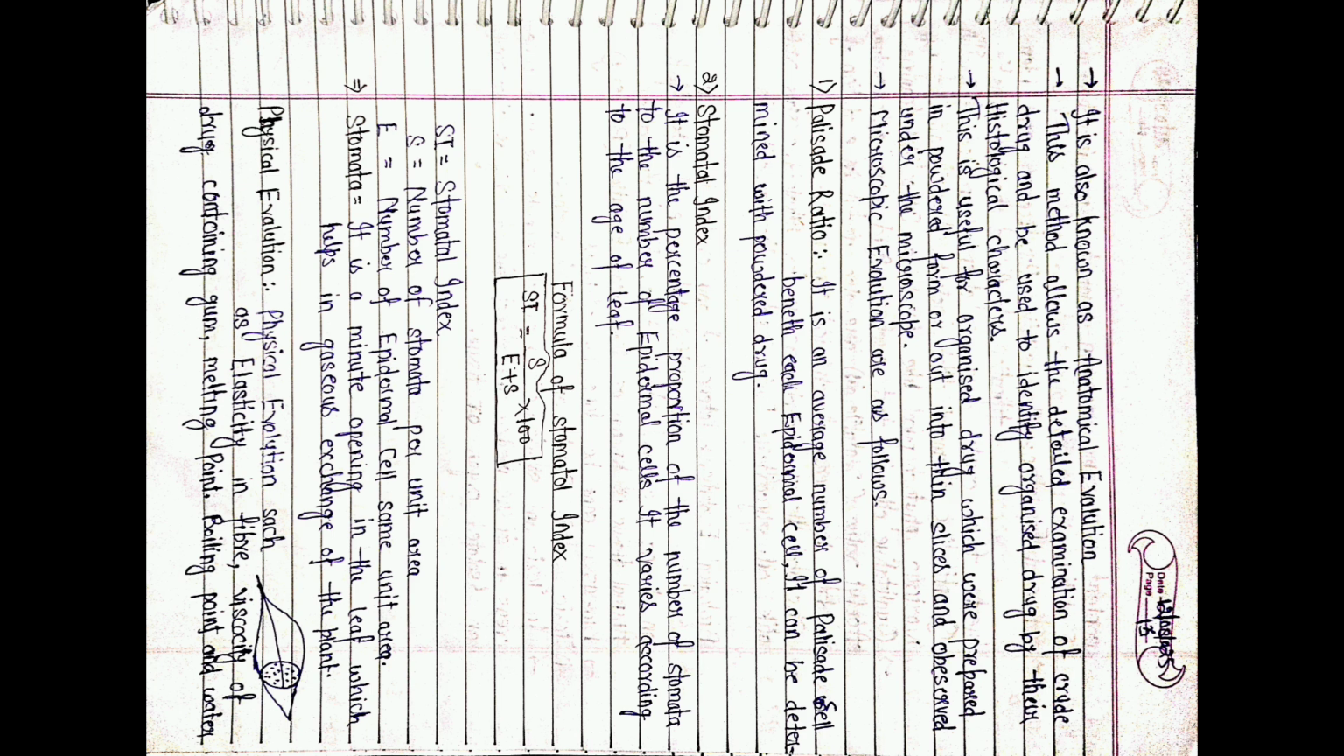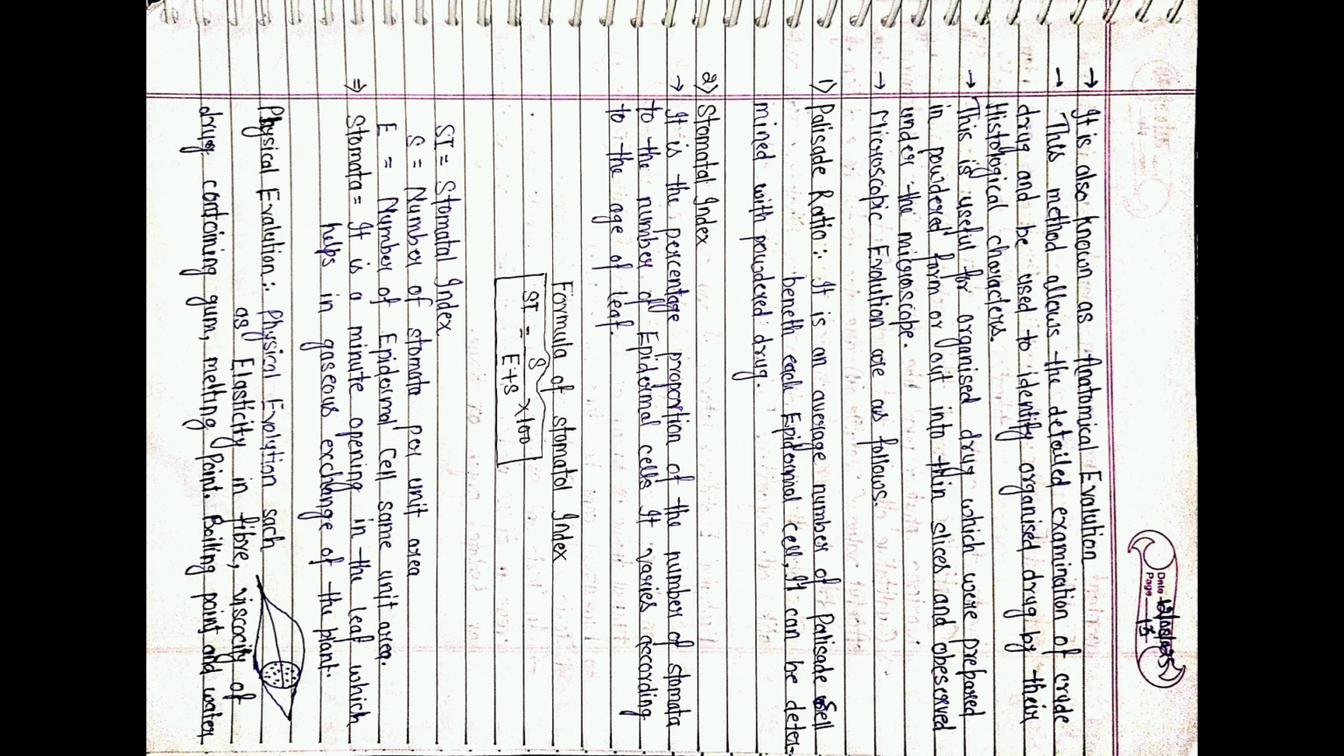1. Palisade ratio. It is an average number of palisade cells beneath each epidermal cell. It can be determined with powdered drug. 2. Stomatal index. It is the percentage proportion of the number of stomata to the number of epidermal cells. It varies according to the age of leaf. Formula of stomatal index: SI = S / (E + S) x 100. S equals number of stomata per unit area. E equals number of epidermal cells in the same unit area. Stomata: it is a minute opening in the leaf which helps in gaseous exchange of the plant.